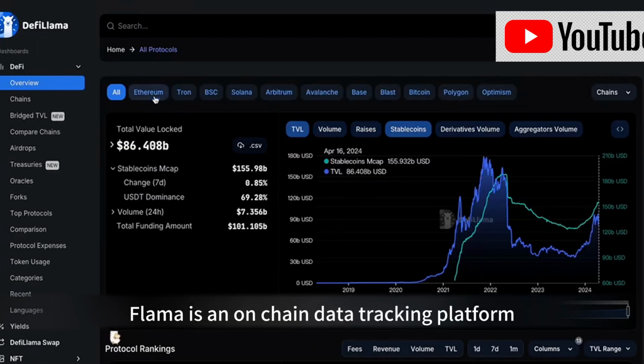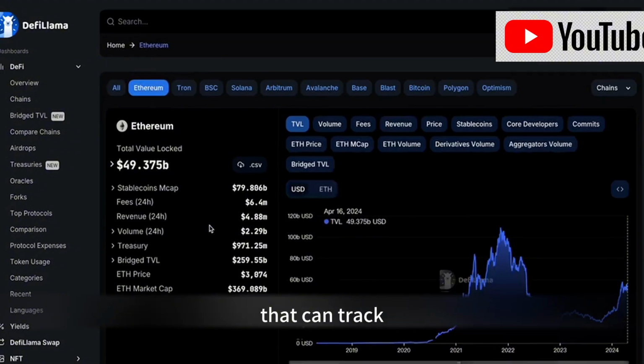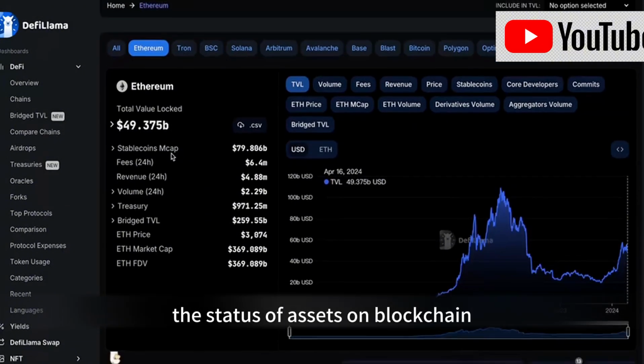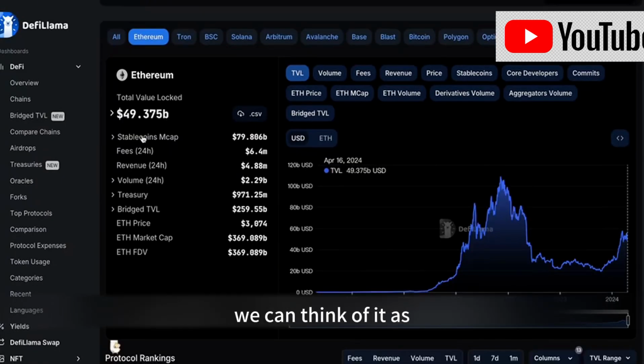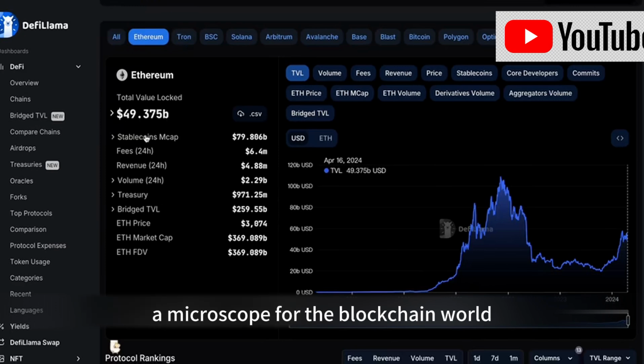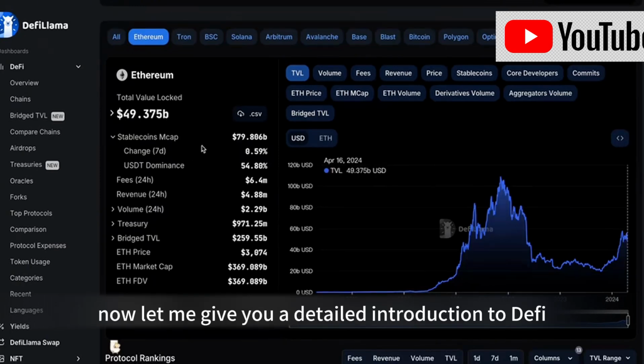DeFiLlama is an on-chain data tracking platform that can track the status of assets on blockchain and has collected many details about blockchain project protocols. We can think of it as a microscope for the blockchain world. Now let me give you a detailed introduction to DeFiLlama.